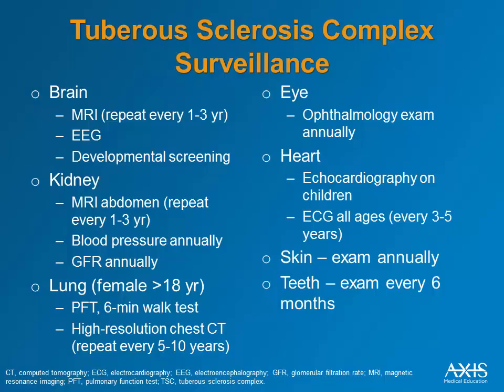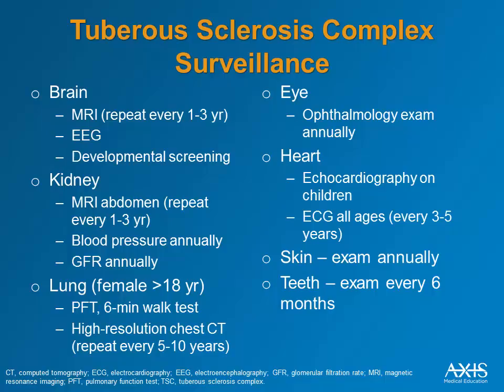With regard to the kidney, an MRI of the abdomen, again, repeated every 1 to 3 years, depending on what's found. In individuals who have lesions, the frequency might be greater. In those that don't, one might not need to do it as often. Monitoring blood pressure, because the kidney lesions can manifest as hypertension, and checking glomerular filtration rate on an annual basis as a measure of kidney function.